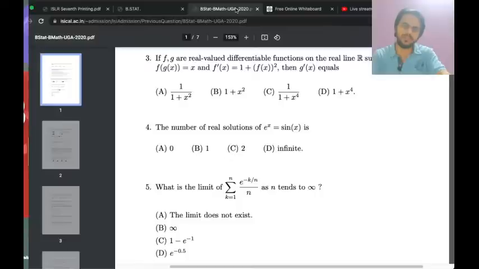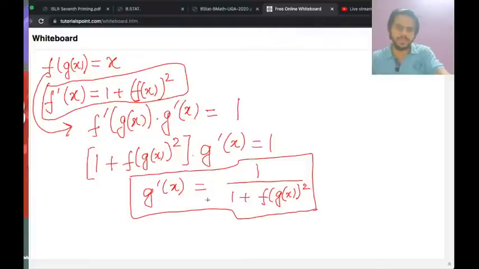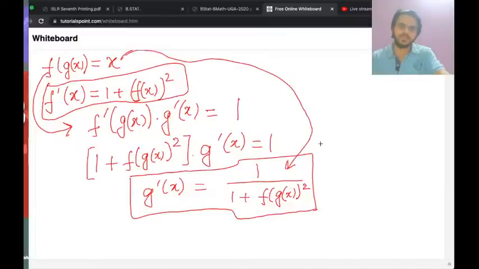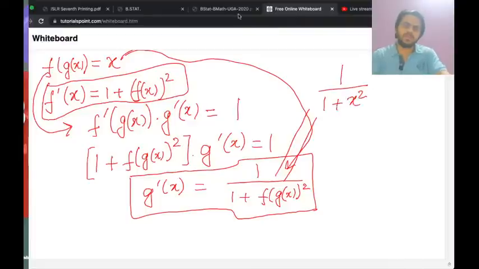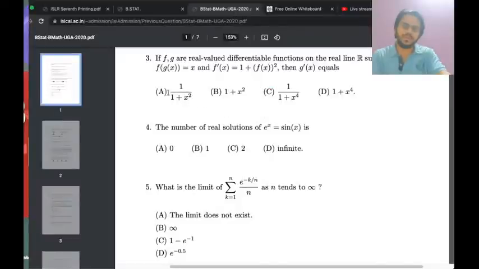What are the options which we have? We have all in terms of x, so we have to remove our f of g kind of a thing. We know that f of g is x, right? So let me just plug it over here. So this will change to 1 by 1 plus x square. So if I look at the options, this is 3a. So this is the answer for the third question, 3a.